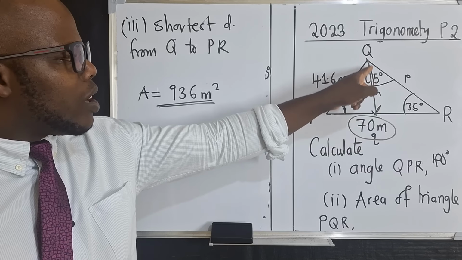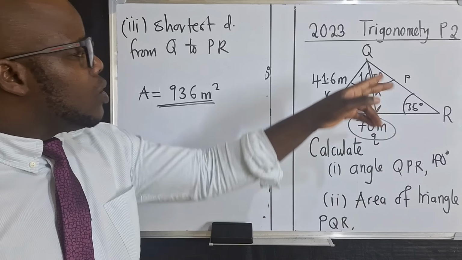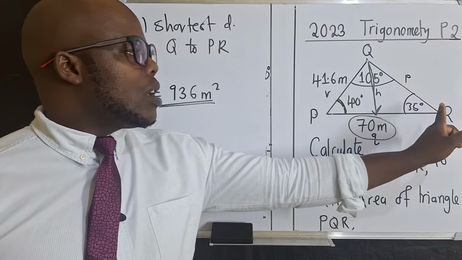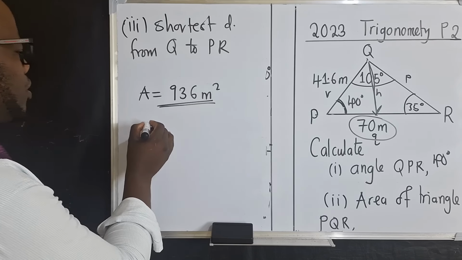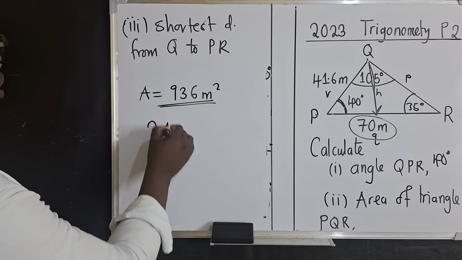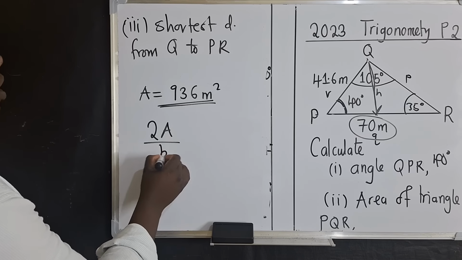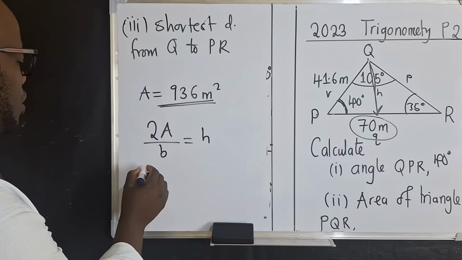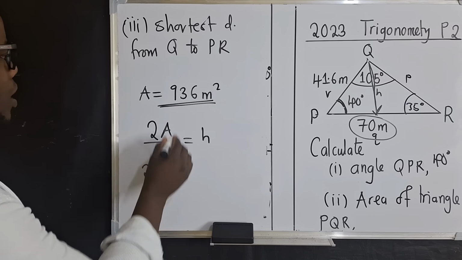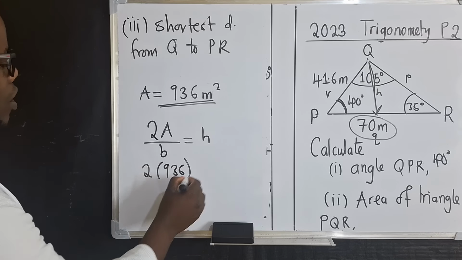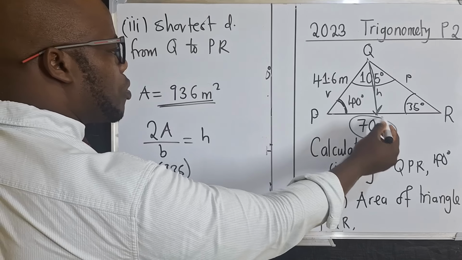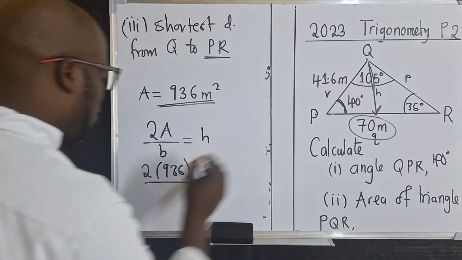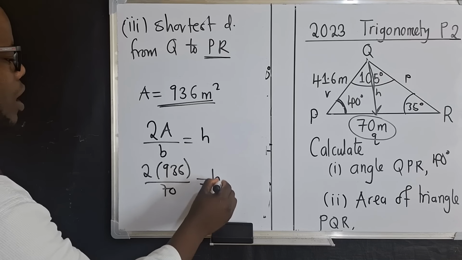For the shortest distance, at least I've shown something here. Can you see? This is a line which is showing the shortest distance. So it's supposed to be from Q to the line that is joining P, R. So for the shortest distance, we go with the formula 2A over B is equal to H. We are looking for the height. This is what we do. And we shall say 2 times A, which is 936, over B, where we're going to put 70. What has been mentioned here? PR, it's 70. So we put 70 equal to H.